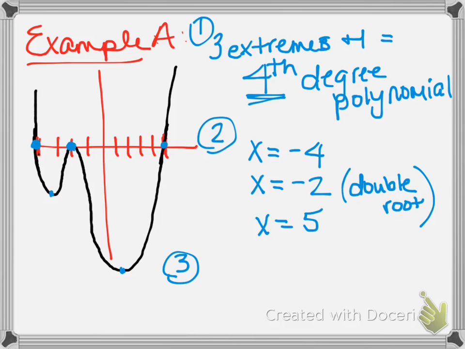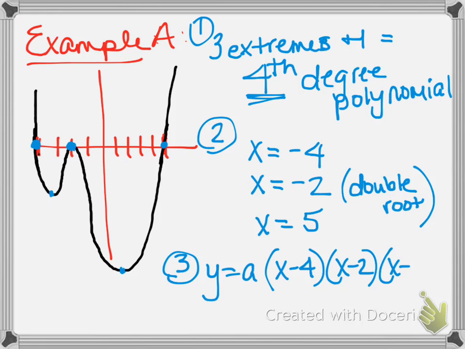So step 3, let's write this equation out leaving a alone. So y equals a times x minus -4, so x plus 4, times x plus 2, times x plus 2, times x minus 5. So there's up to step 3. I'm going to move on to another slide so that I can solve for a. But I need to find another point on this graph. We'll have to write it in because, again, I forgot to add the picture. The other point on this graph is here, and this is (0, -80).